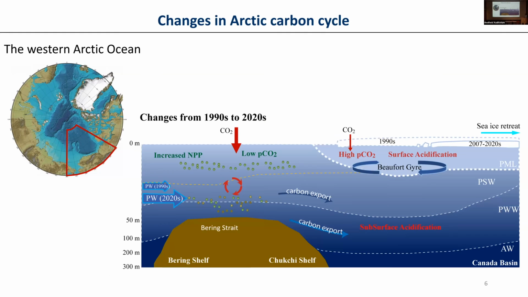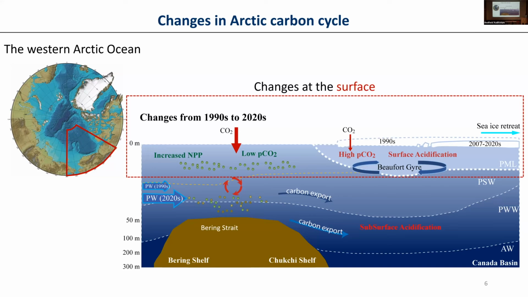Next, let's talk about the carbon cycle changes in the Arctic Ocean. Our research is mainly focused on the Western Arctic Ocean. I marked this red area, which includes one inflow shelf, the Chukchi Shelf, one river-dominant shelf, the Beaufort Sea here, and an open basin, the Canada Basin. I use this diagram to summarize the physical and biogeochemical setting for this region.